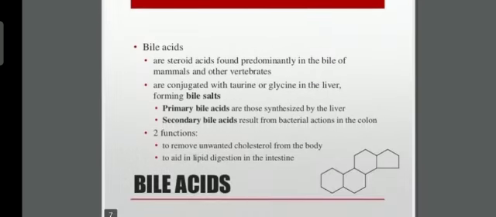Next one is bile acid. Bile acids are steroid acids found predominantly in the bile of mammals and other vertebrates. They are conjugated with taurine or glycine in the liver, forming bile salts. Actually, there are two kinds of bile acids. The first one is primary bile acid and the second is secondary bile acid. Primary bile acids are those synthesized by the liver. Secondary bile acids result from bacterial action in the colon.